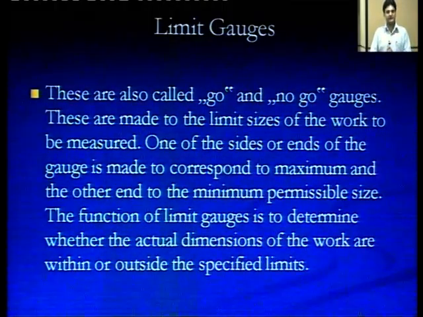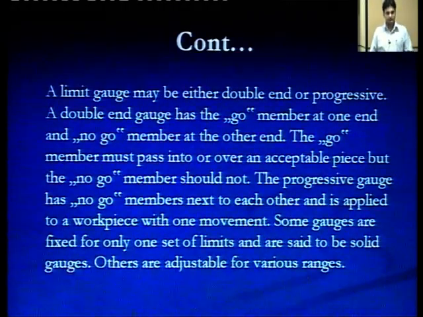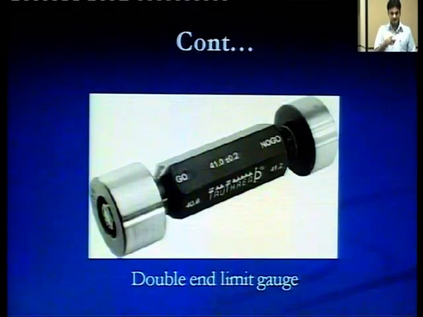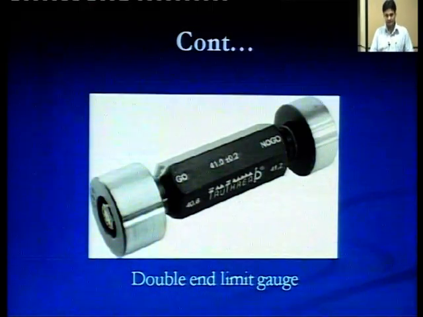Now the function of limit gauges is to determine whether the actual dimensions of the work are within or outside the specified limits. Now a limit gauge may be either double end or progressive type. A double end gauge has the go member at one end and the no go member at the other end. This is shown in the next slide. So the go member is on one end and the no go member is on the other end. So this is the double end limit gauge.